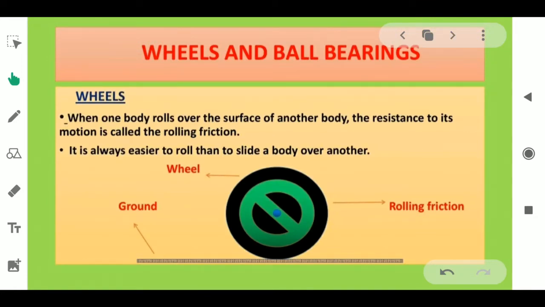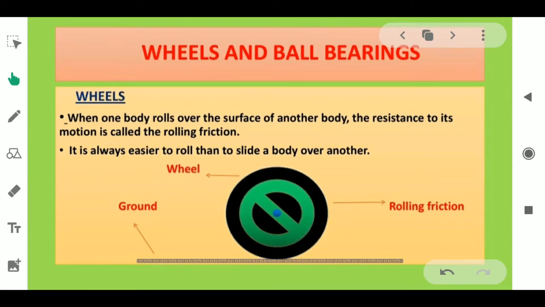Now the wheels and ball bearings. How do wheels and ball bearings reduce friction? First one, wheels. When one body rolls over the surface of another body, the resistance to its motion is called rolling friction. We have already discussed rolling friction, static friction and sliding friction in the previous session. That is what we call rolling friction. And it is always easier to roll than to slide a body over another. So rolling is very easy compared to sliding.